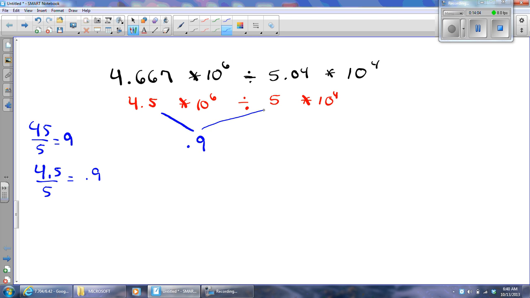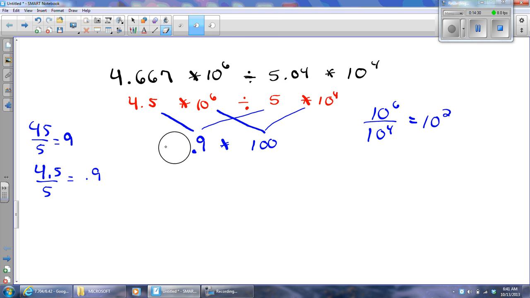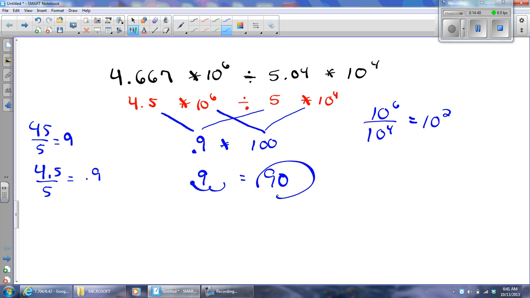Now when I do this other division, 10 to the sixth divided by 10 to the fourth, that's going to equal 10 to the second, or better yet, 100. Okay, and so when I multiply this by 100, I'm going to get, sorry, that decimal point should be there. It looks kind of strange as high up as I had it. Okay, so I'm going to have 0.9 times 100. Looks like it's going to be 90 times larger. Okay, approximately. We're only estimating.